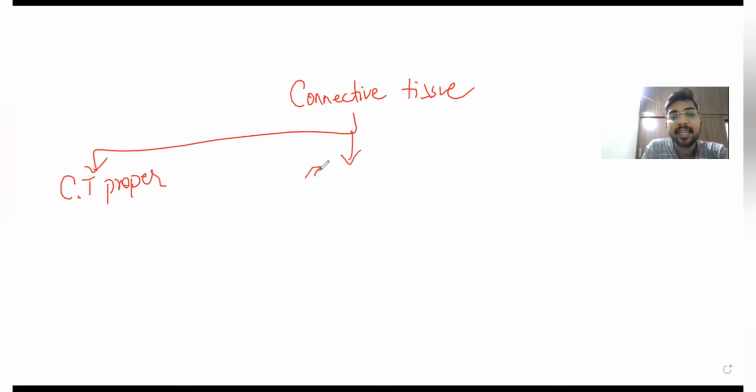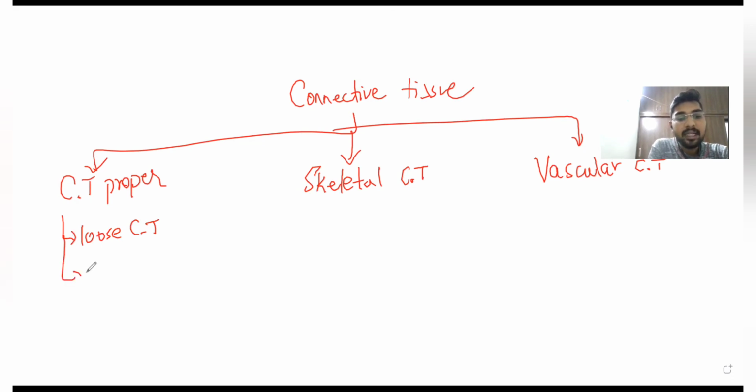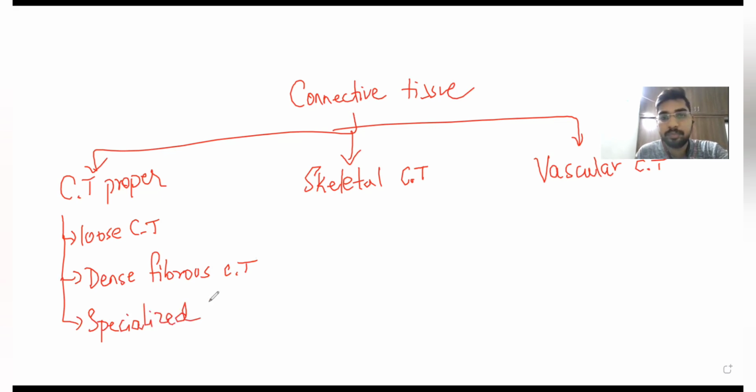And then we call it skeletal connective tissue. I'm representing connective tissue by CT. And the last one is your vascular connective tissue. Your connective tissue proper is divided into three types. One is your loose connective tissue, dense fibrous connective tissue, and your specialized connective tissue.